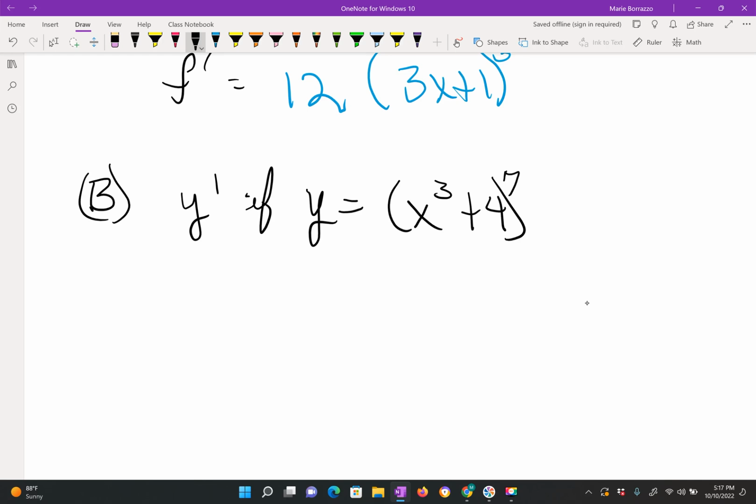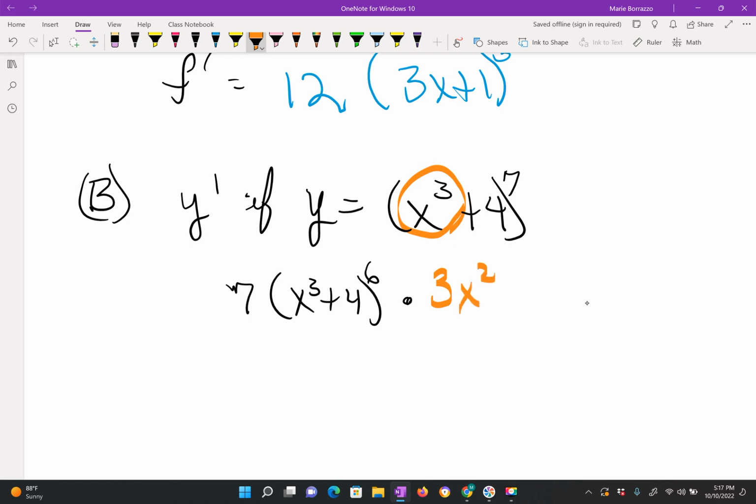So what do you think? (x cubed plus 4) to the 6th, times 7. No, what's the derivative of x cubed? What's 3? That would become 3x squared. Am I done? No. 21x squared, it has to be multiplied, right? So, go ahead. 21x squared, times (x cubed plus 4) to the 6th.